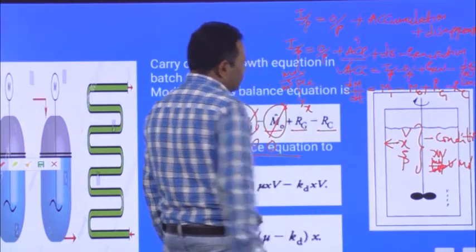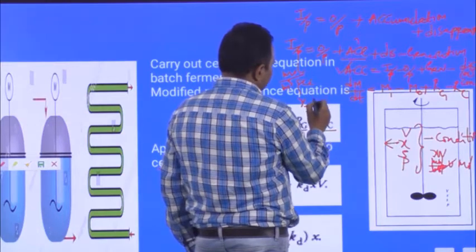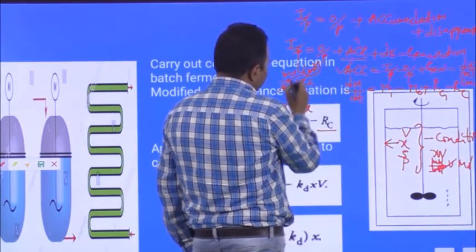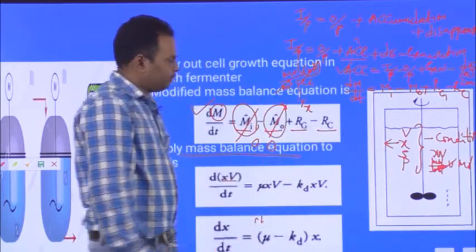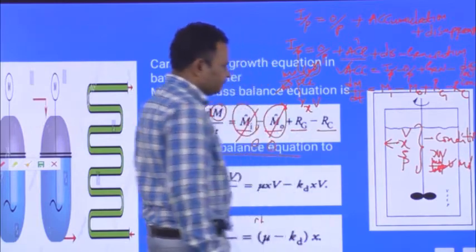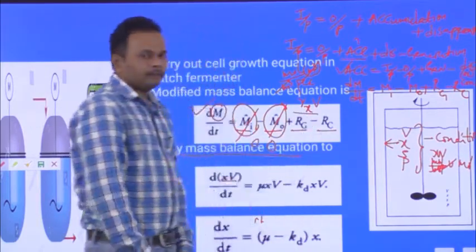But I want this in terms of moles per second. Now multiply with the volume of the reaction mixture V. When you multiply with the volume, meter cube gets cancelled and you obtain moles per second. So in place of Rz, write Rx into V.